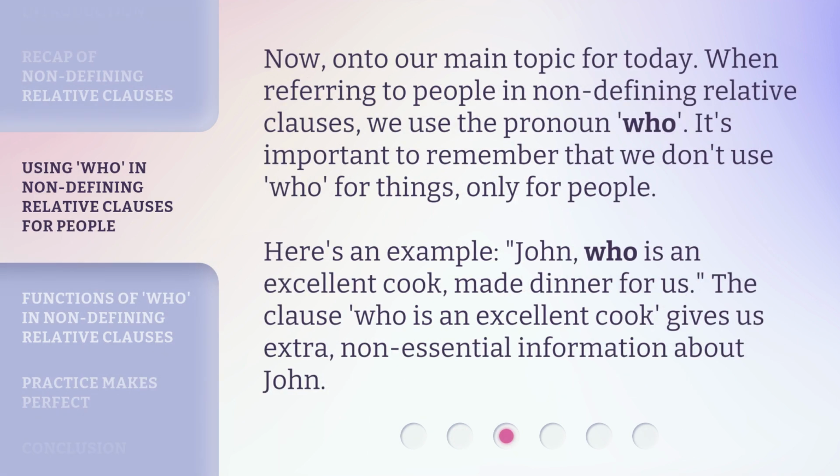Now, onto our main topic for today. When referring to people in non-defining relative clauses, we use the pronoun who. It's important to remember that we don't use who for things, only for people. Here's an example. John, who is an excellent cook, made dinner for us. The clause, who is an excellent cook, gives us extra, non-essential information about John.